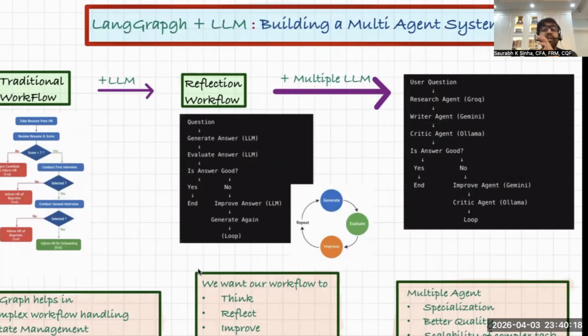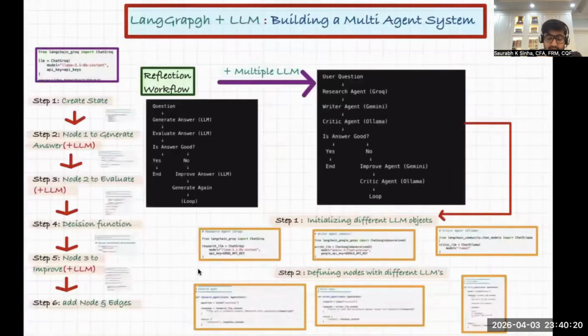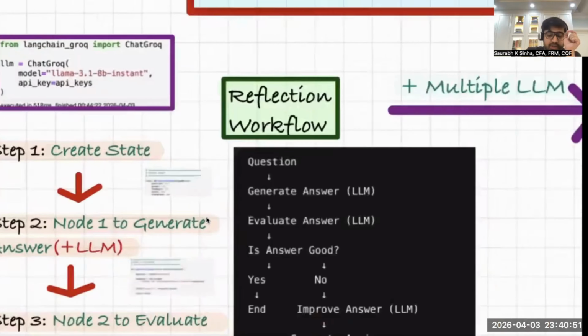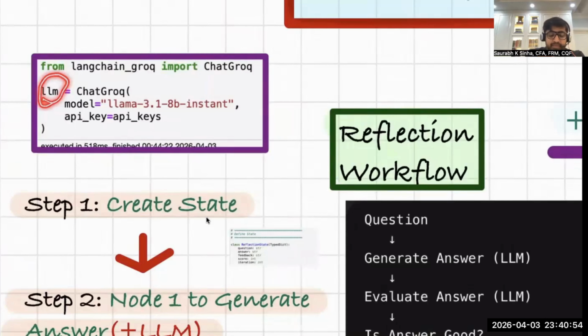Now let's understand what changes technically in the reflection workflow. Do you remember our last discussion? This was our reflection agent discussion, and this was the snippet of our code. What we did was initialize only one LLM object. This was the object, ChatGroq. No different LLM object. It was the Grok model. Everything was performed by Grok.